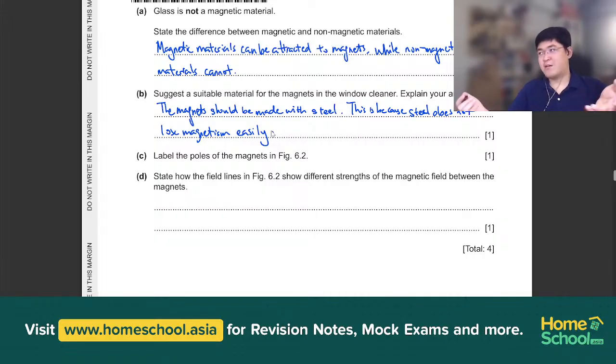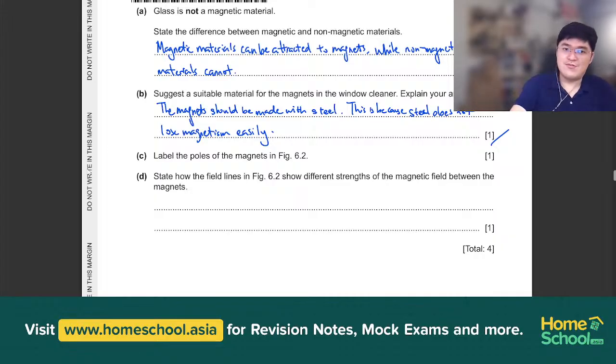So, or you can just also write, if this is not your thing, because steel creates a good permanent magnet, right? Or steel does not lose magnetism easily. Writing down why it should be steel, a good reason why, just gives you your full 1 mark. Okay, right? 1 mark awarded if steel is given. Okay.